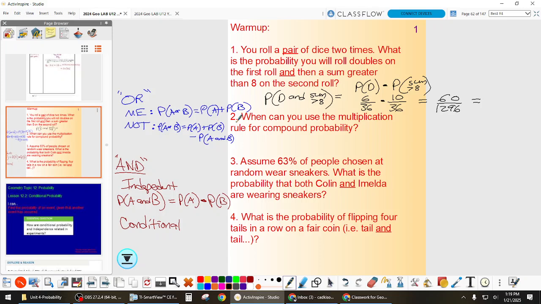Number 2, when can you use the multiplication rule for compound probability? Compound meaning more than one thing is happening. So what has to be true in order for us to use that rule?